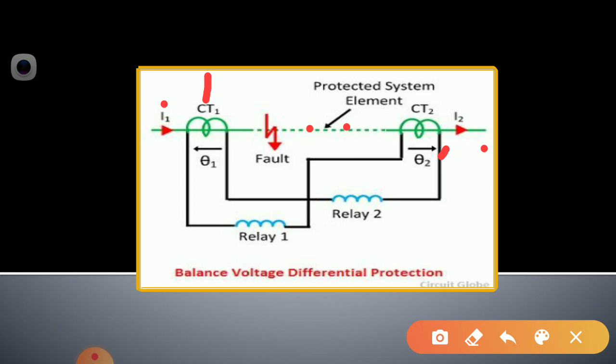Now suppose when the fault occurs, as shown in the diagram, when the fault occurs in the protection zone, the current in the CT, that is current transformer, becomes unbalanced, because of which the voltage in the secondary of the CT is disturbed.